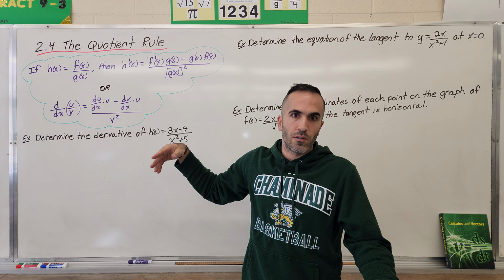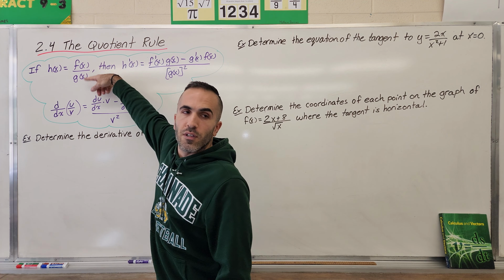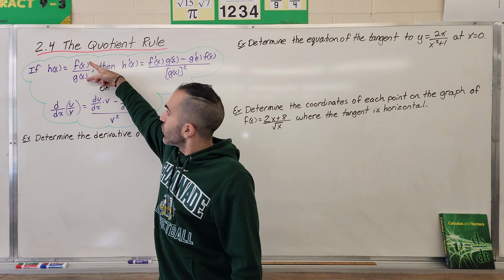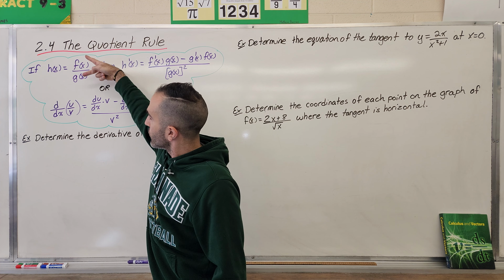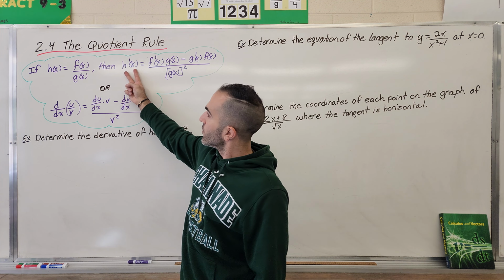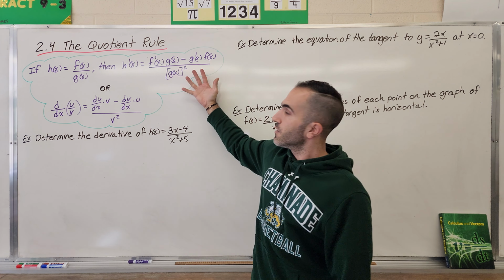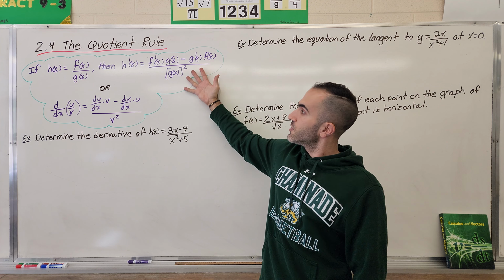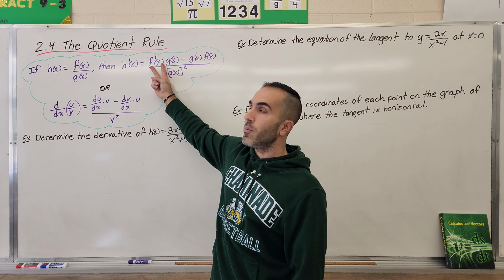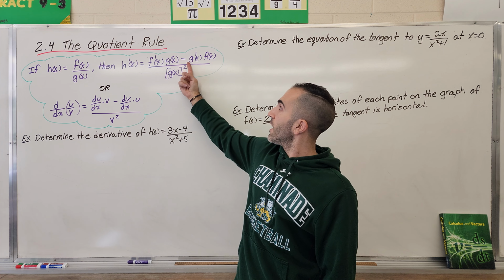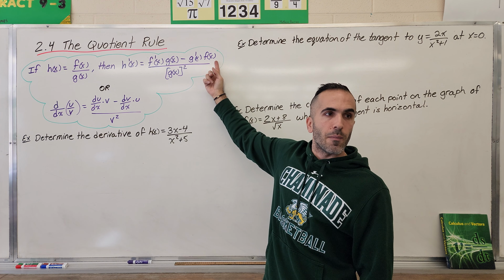You have a quiz on that tomorrow. Quotient rule gives us another option. So the quotient rule is if we have two polynomials or two functions divided by each other, then the derivative of that, h prime, is going to be this. The best way to remember this is you just find the derivative of the top times the bottom minus the derivative of the bottom times the top.